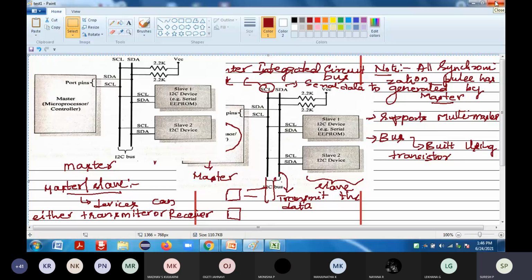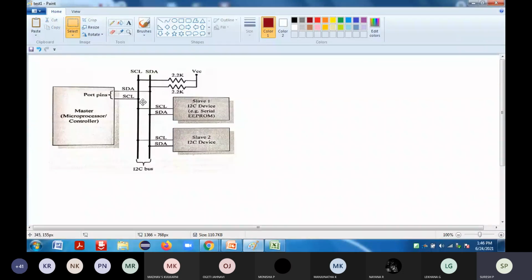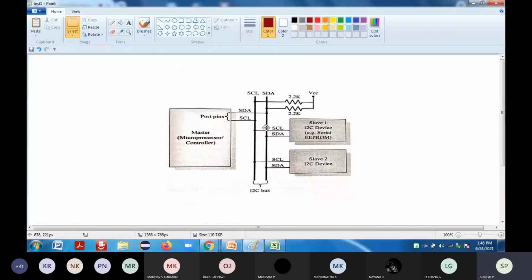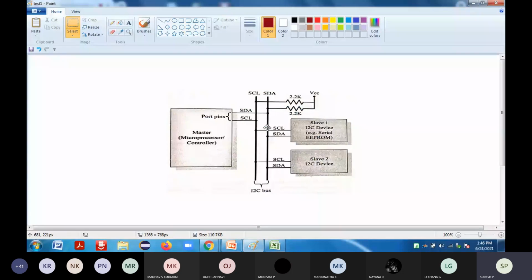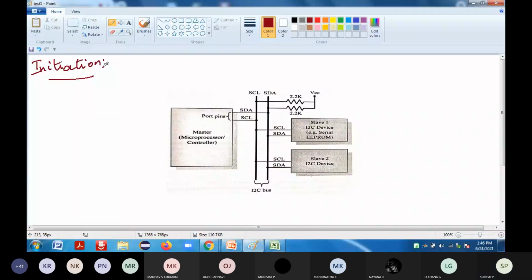Now when this particular initiation is going to start is the next question. If we take this particular part, when is the initiation going to occur? The initiation is with respect to this particular bus and master. When the bus is in idle state, if we take either SCL or SDA, these two are the bus lines.